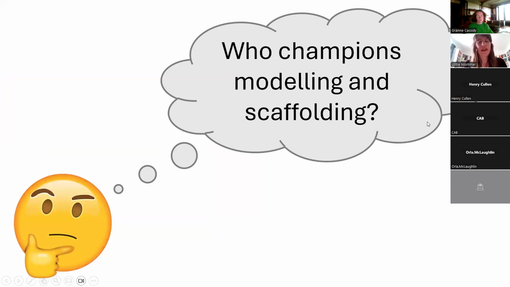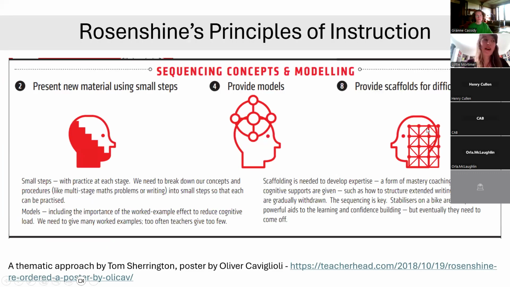I think it's always good when we're looking at something like this to look at the theory that's out there. Rosenshine, quite trendy in the last few years. If you've not heard of Barak Rosenshine, what he did was look at lots of different studies of lots of excellent teachers, and he came up with originally 17 principles of instruction, and then he narrowed it down to 10, the principles of instruction that the most effective teachers do. And then Tom Sherrington later came along, and he sequences a lot of Rosenshine's principles of instruction. And this is a poster from Oliver Caviglioli.